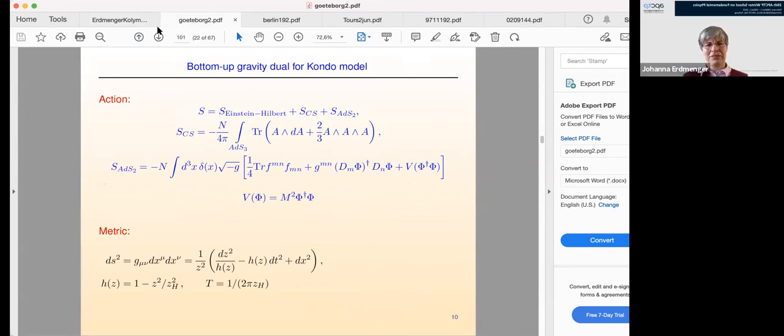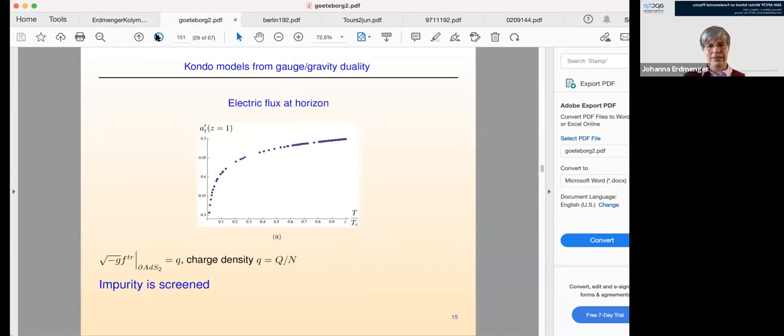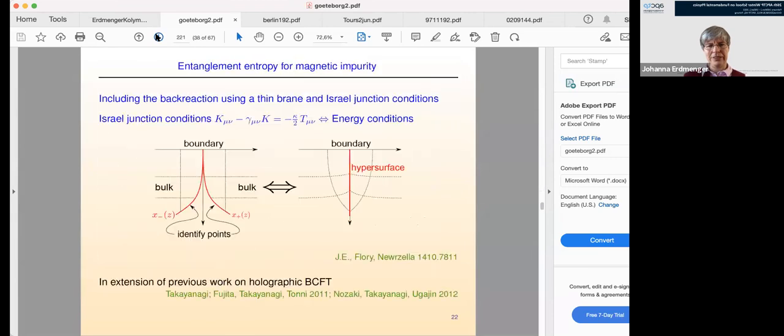Okay, let's go back to the entanglement entropy. So I take this action, and from this action I calculate the gravity energy momentum tensor. Okay, again I'm using this equation. So this T_mu nu is calculated from this action, which I just showed you. And so this enters this Israel junction condition, and this determines the extrinsic curvature of the AdS3 space on the two sides. Then I'm gluing this together subject to this condition, where the matter is the matter that describes my Kondo model, my holographic Kondo model.